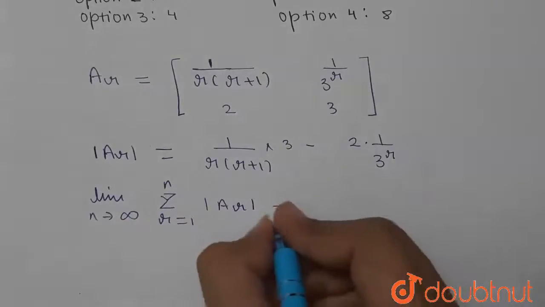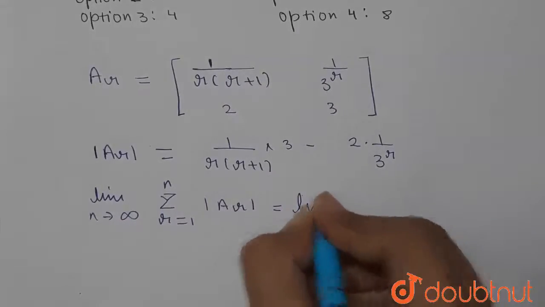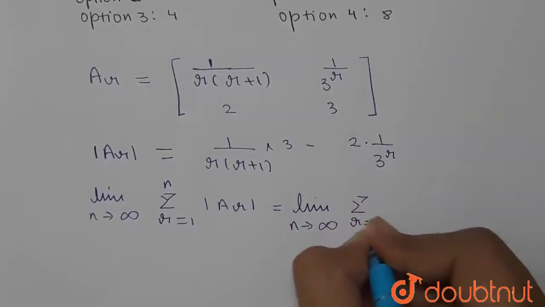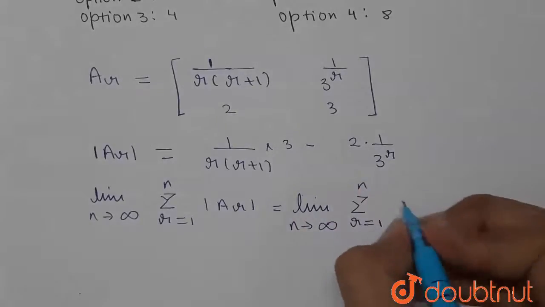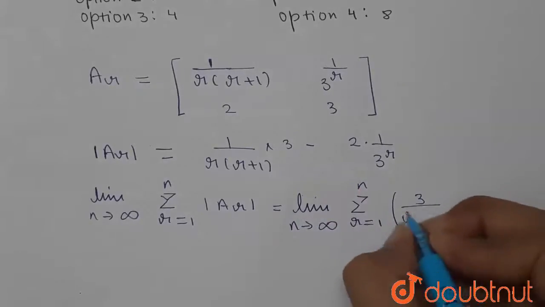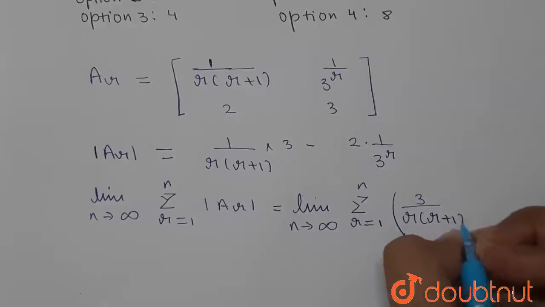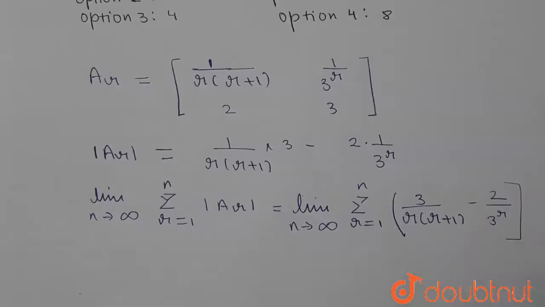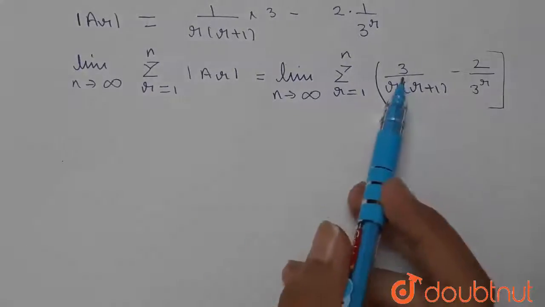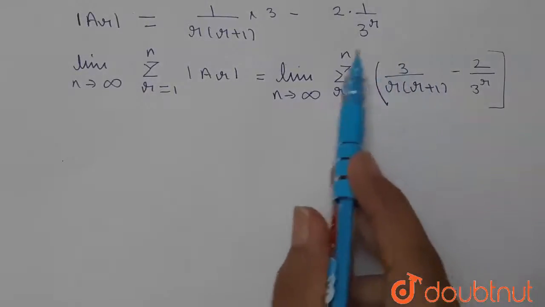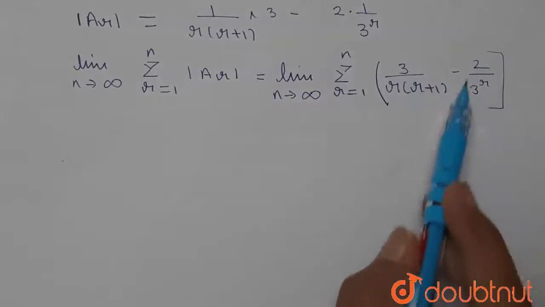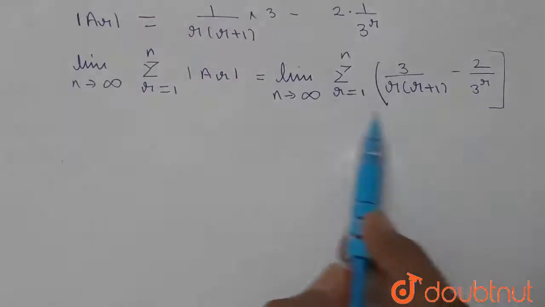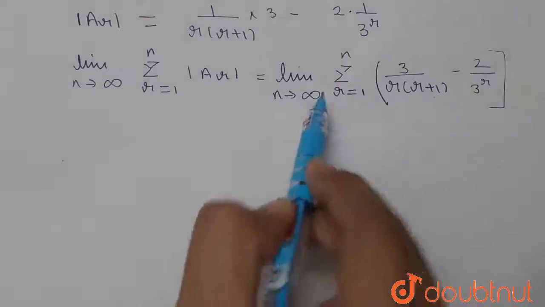So this will be equal to limit n tending towards infinity, summation r is equal to 1 to n, and here we will have 3 upon r into (r plus 1) minus 2 upon 3 raised to power r. So how are we going to solve this? First we will solve this part with summation, and then we will evaluate this part with summation. First we are going to solve this, and in the last we are going to put the limit here, right?